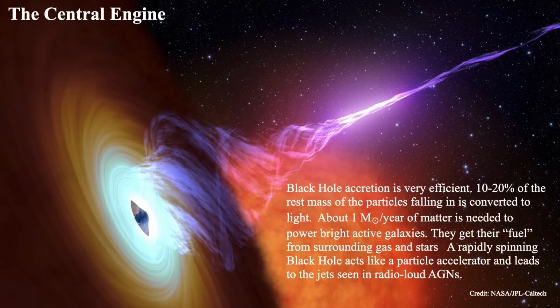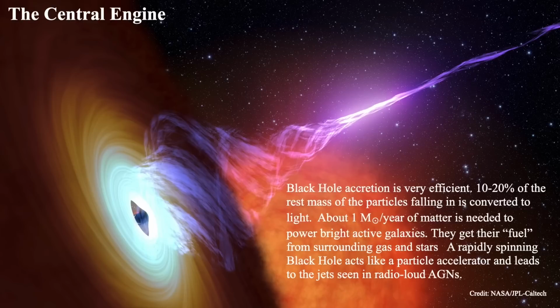Black holes are extremely efficient at transforming matter into energy. Up to 20% of the rest mass of the particles is converted into light. That means roughly a solar mass per year of matter is needed to power the brightest of the active galaxies, and they get their fuel from surrounding gas and stars, as we saw in that previous image.